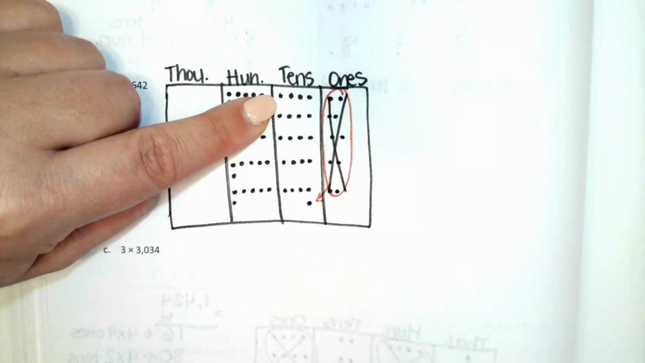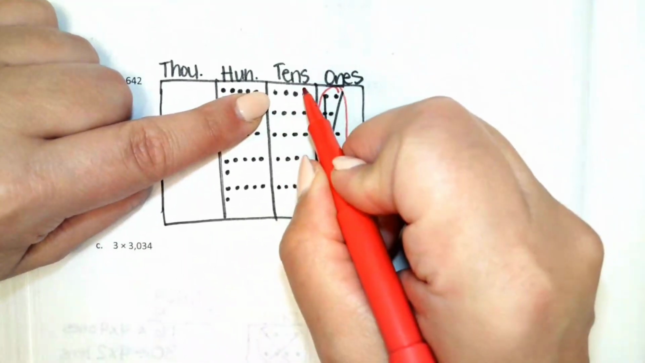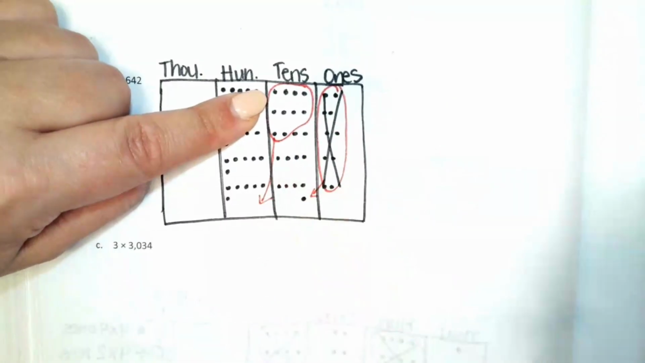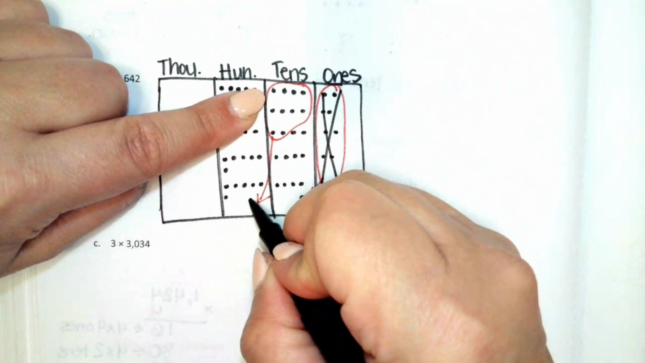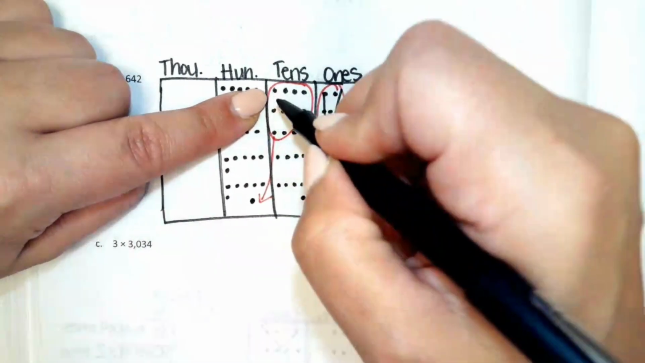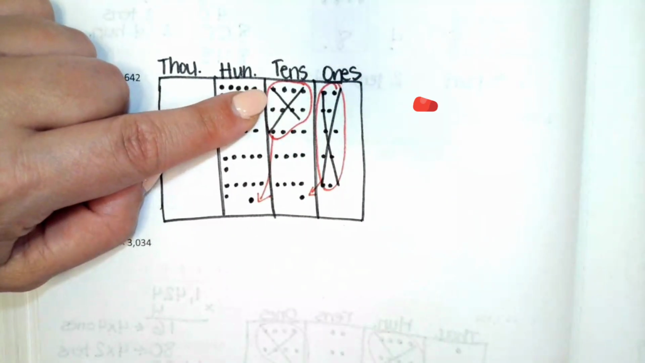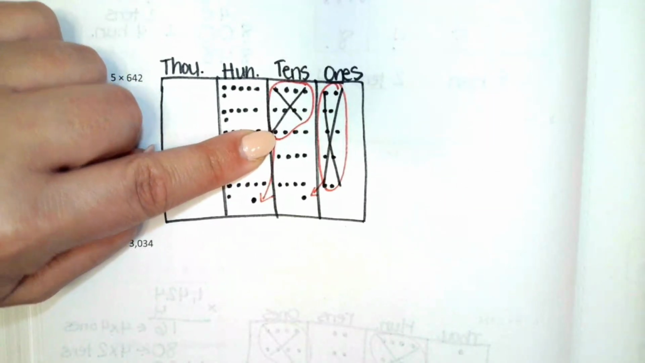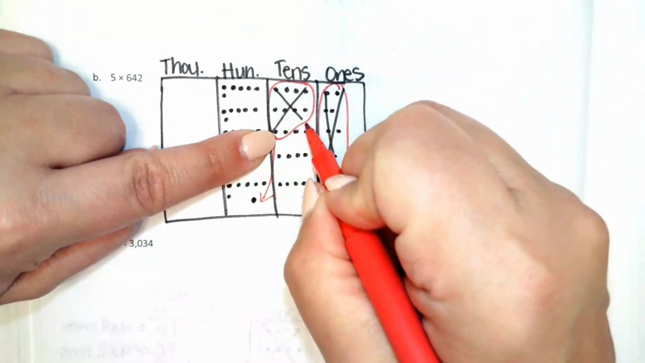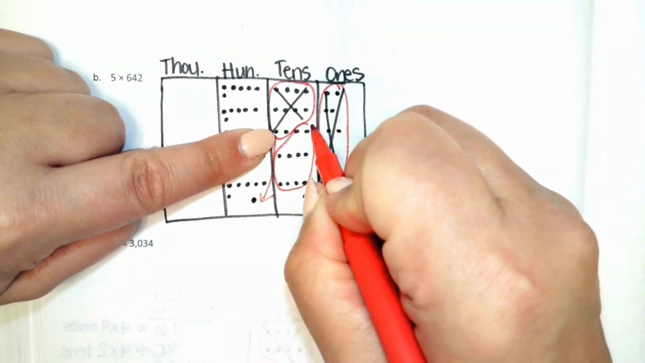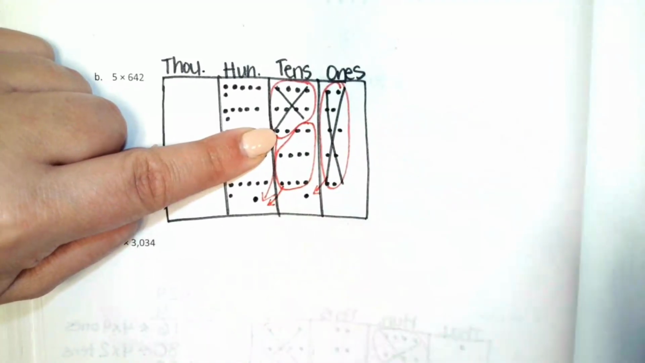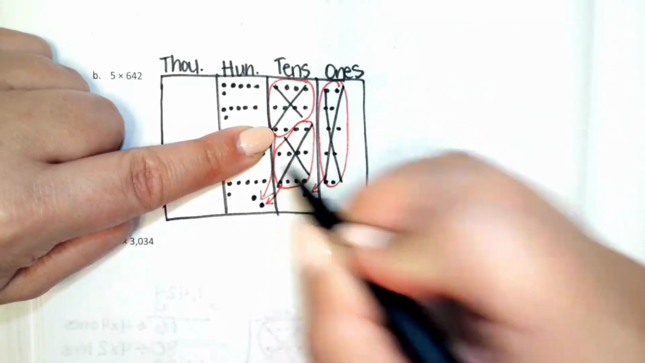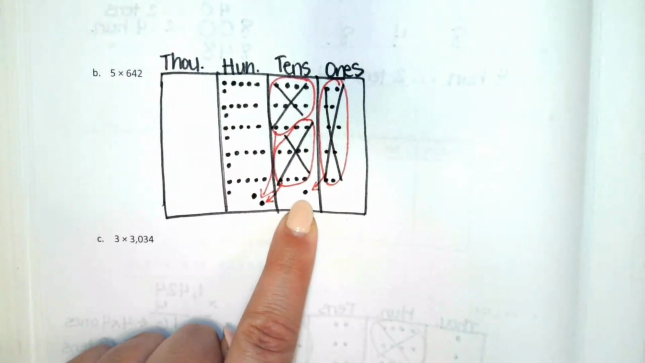Yes, we do. Circle around 10 tens and compose into 1 hundred. Now those have been composed. Can I do another bundle of 10 tens? Do I have enough? Yes, I do. Circle around 10 more tens. And that gets composed into 1 hundred. Now those have been composed. And now I just have 1 ten left there.